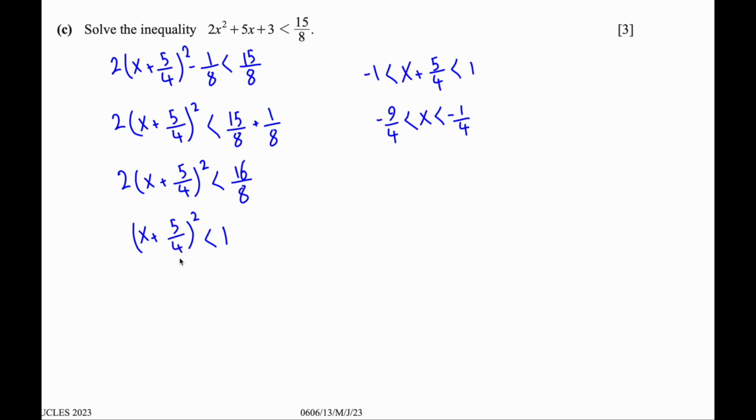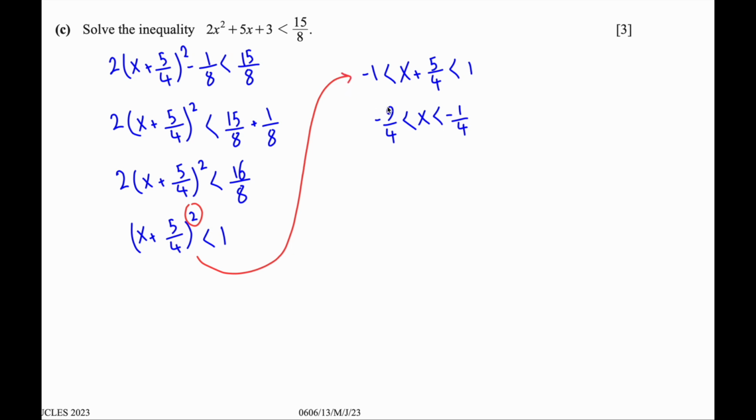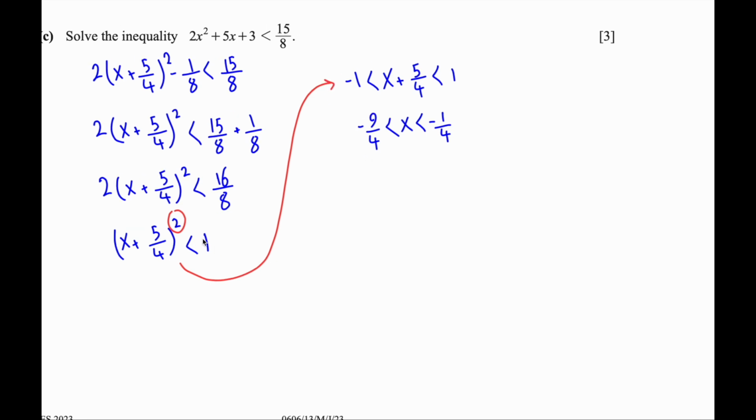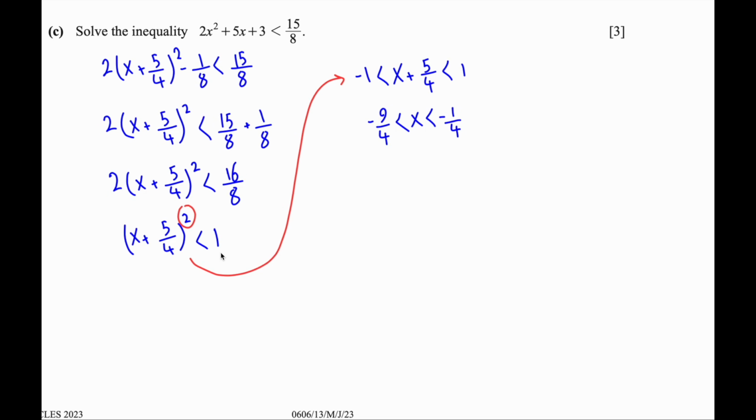And lastly, I need to get rid of the power 2. So I'm going to continue here. You just have to take the square root from each side. However, if you recall from your book, if x squared is less than a squared, it's the same as x is less than positive a and greater than negative a. You can refer to this formula as well.